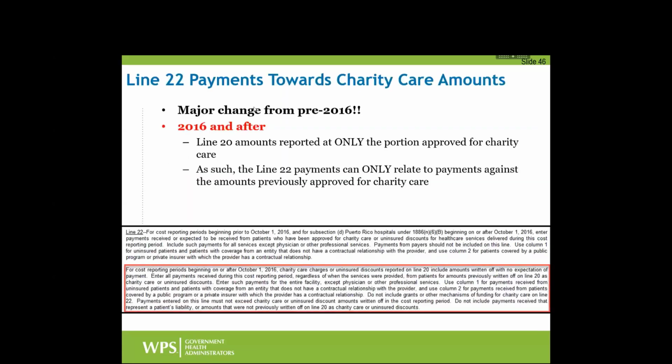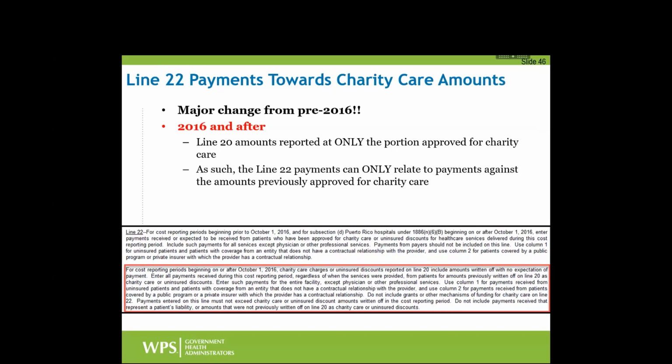So payments. Line 22 is where the payments are to be recorded, but I want to stress again, I know I've overused that term, that this line 22 should be pretty minimal because it's only those payments that were made for a charity care claim that was written off in a prior year, and the patient still paid against it this year, and you accepted the payment. So it's kind of like a recovery.